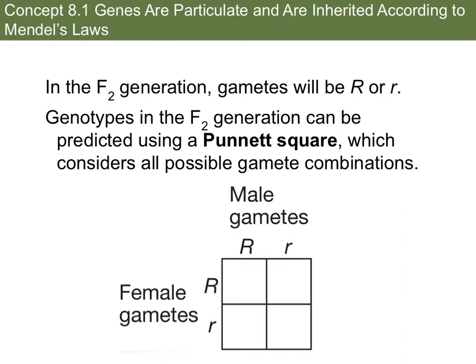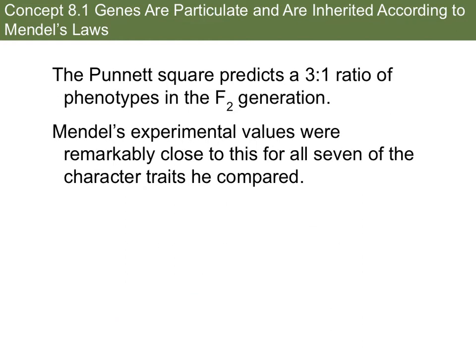Genotypes in the F2 generation can be predicted using a Punnett square, which considers all possible gamete combinations. In this particular one, when we fill out the chart, we would have big R big R, big R little r, big R little r, little r little r. In other words, 1 is homozygous dominant, 2 are heterozygous, and 1 is homozygous recessive. The Punnett square predicts a 3-to-1 ratio of the phenotypes in the F2 generation. Mendel's experimental values were remarkably close to this for all 7 of the character traits he compared.